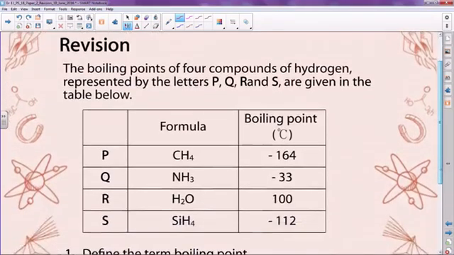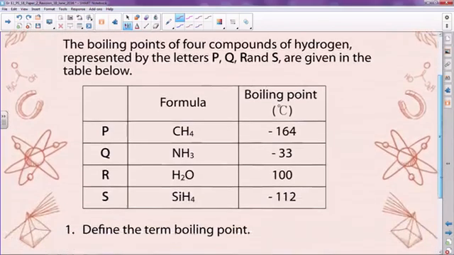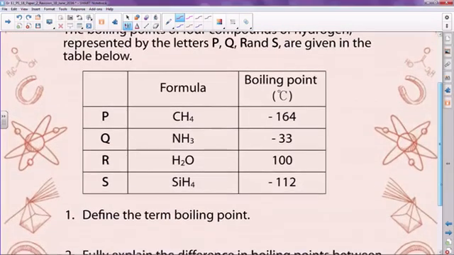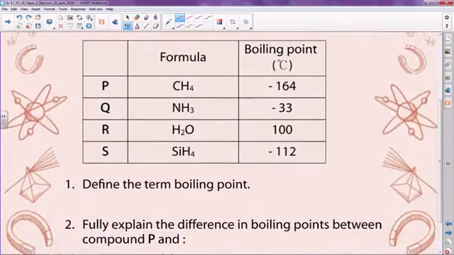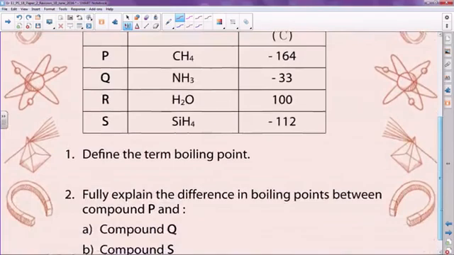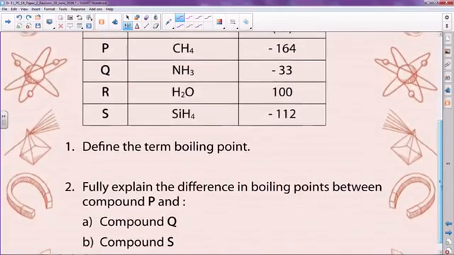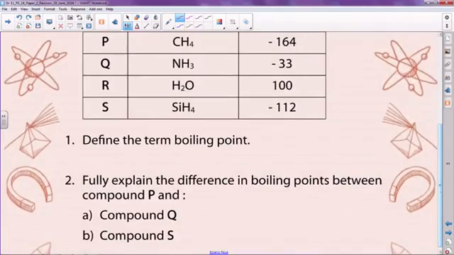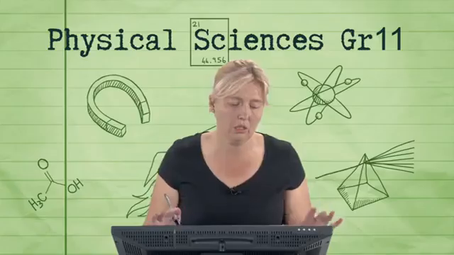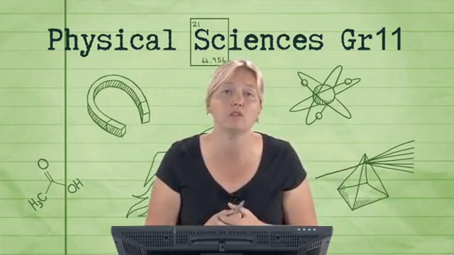Still on intermolecular forces, we're now talking about boiling points. The boiling points of 4 compounds of hydrogen, represented by P, Q, R, and S, are given in the table below. We have to define boiling point and then explain the difference in boiling points between compound P, compound Q, and compound S. I'm going to give you 2 minutes to answer both questions, and we'll come back and compare answers after that. Your 2 minutes is going to start now.